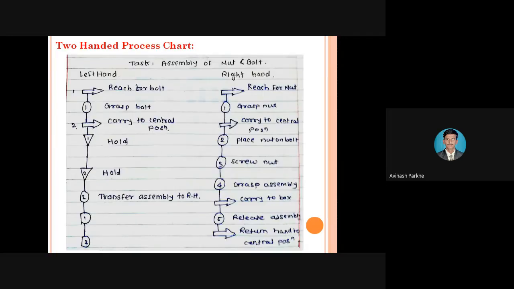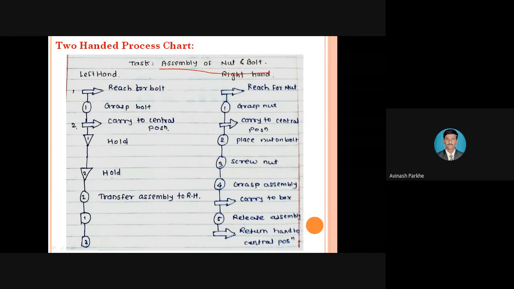And then we discussed the two-handed process charts. Two-handed means the movements taking place by the left hand and the movements taking place by the right hand. Both movements are represented simultaneously, because there are some products which we have to handle by using the left hand and also the right hand. For that purpose, the example we considered is nut and bolt. If I have to go for the assembly of nut and bolt, it is not possible to do that assembly by using the left hand only. It is not possible to do the assembly by using the right hand only.